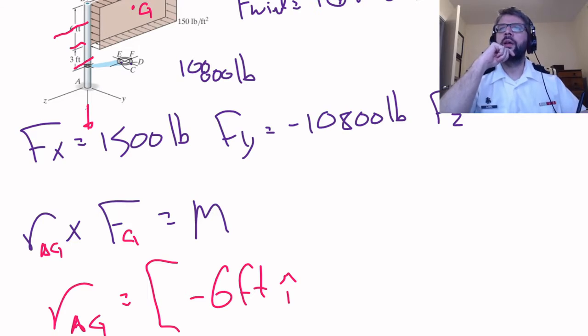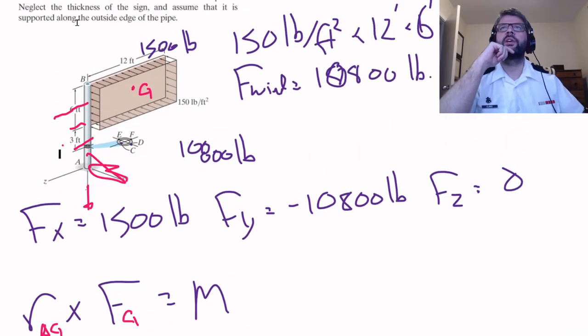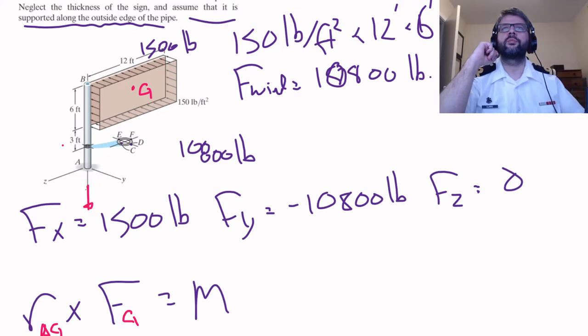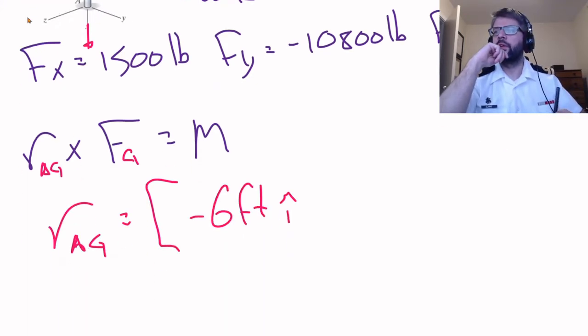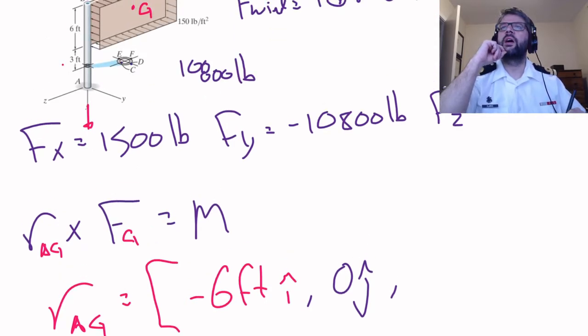For the y, there's no back and forth here. Again, it does specify in the question here that we are assuming that it's supported along the outside edge of the pipe. So yeah, it's on that top edge there, I guess. So it's not going to have any y displacement. 0, J, and then our Z, let's see here.